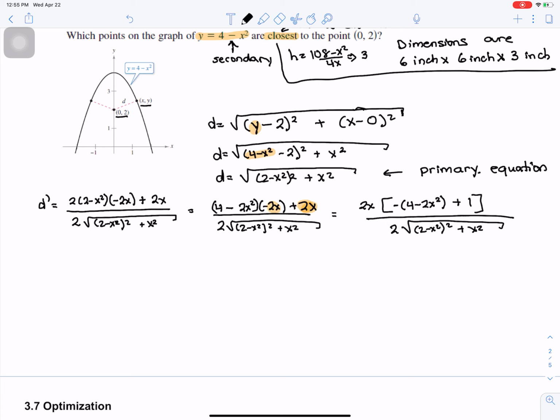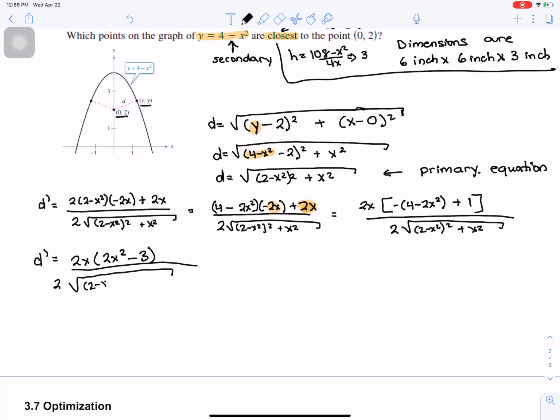Let's continue cleaning up the numerator. So 2x times, I get positive 2x squared minus 4 plus 1 is minus 3, all divided by the square root stuff.